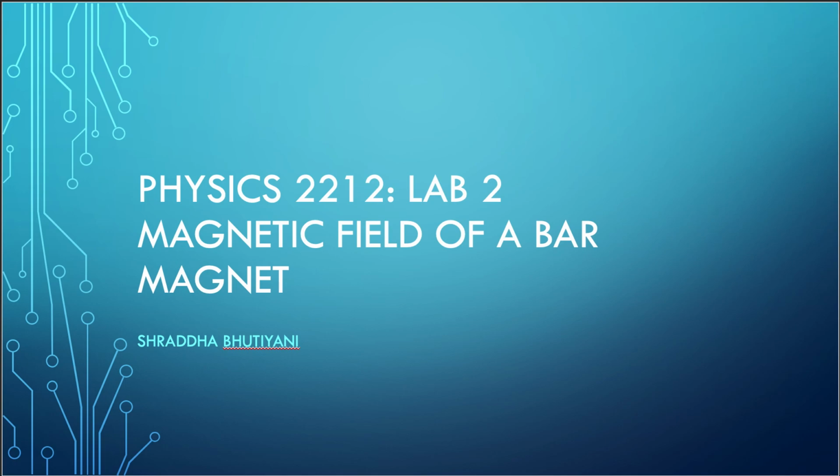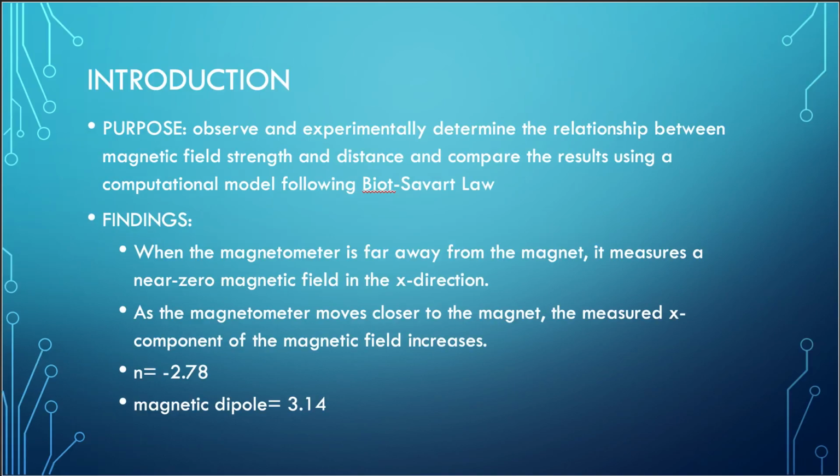This is my Physics 2212 Lab 2, magnetic field of a bar magnet. So the purpose of this experiment was to observe and experimentally determine the relationship between magnetic field strength and distance, and compare the results using a computational model following the Biot-Savart law.